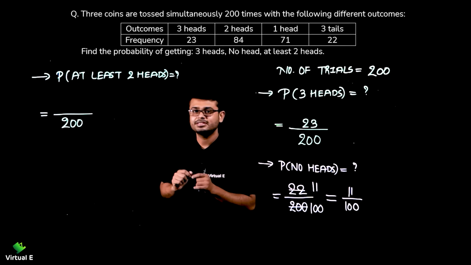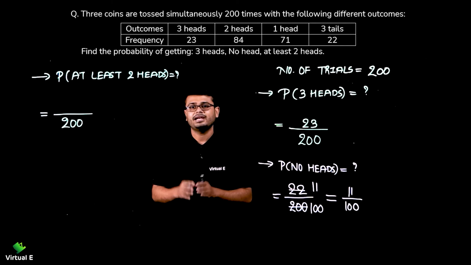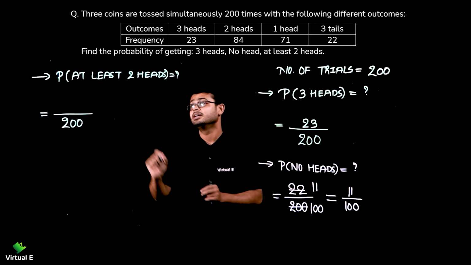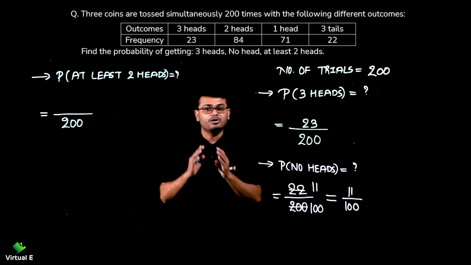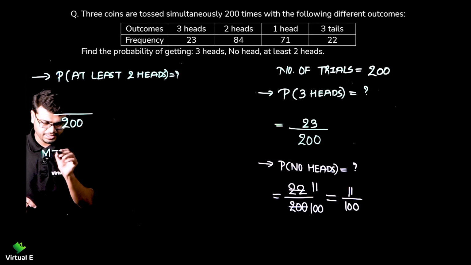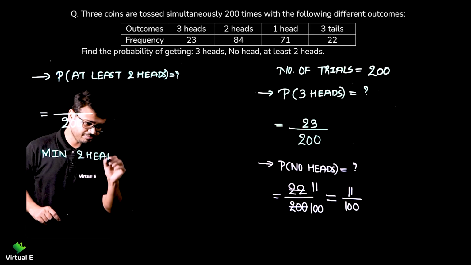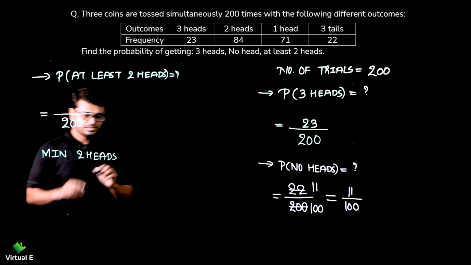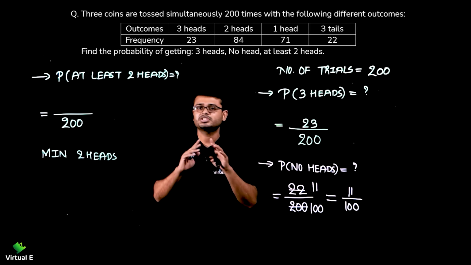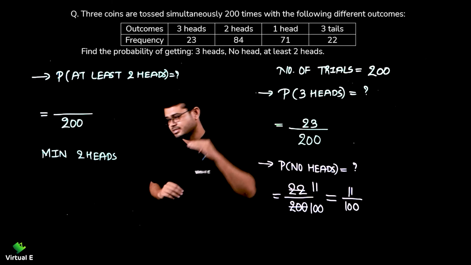You must have heard this word many times. At least you should get this one, right? At least 20 marks, right? At least, minimum 2 heads. Now minimum 2 heads means what? Minimum we want this one, right? So can we go below it? No, it's not possible. We cannot go below it, but we can go above, right?